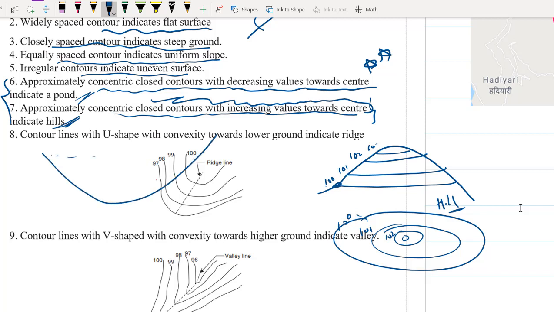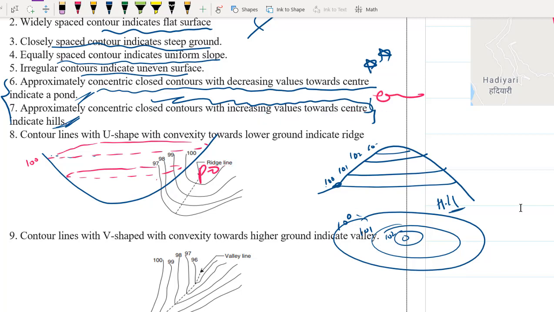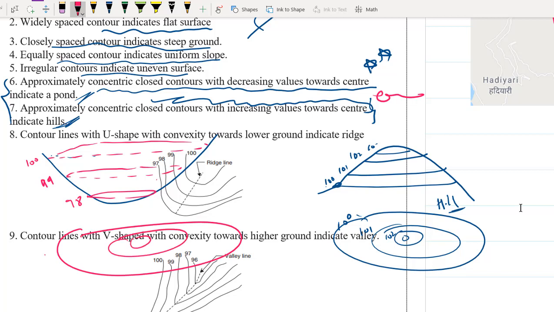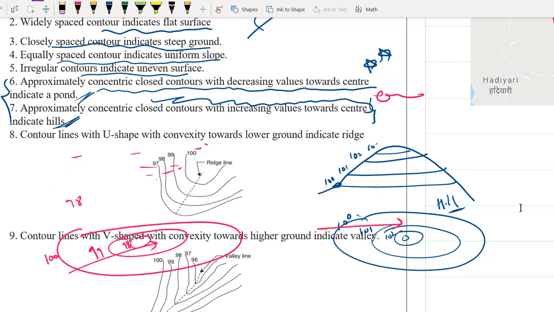Opposite of a hill, just imagine there is a pond, something like this. If you are joining the points of equal elevation of that pond, this will be like 100 meters. Obviously I'm drawing a pond, right? I'm going down. If this is my earth surface, this is my pond, I'm going down into it. Let us say this is my 99 meter, and this is my 98 meter. Whenever you are drawing contours, here I have 100, here I have 99, here I have 98. If my value is decreasing towards inside, that means it is a pond. Please do remember, values decreasing inside is a pond, values increasing inside will be a hill. So far clear, 7 points are done.